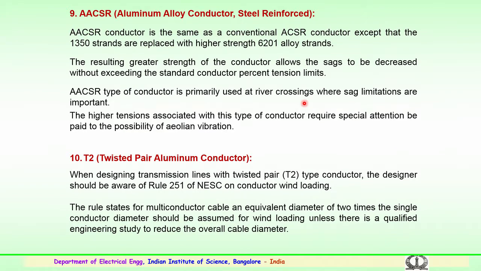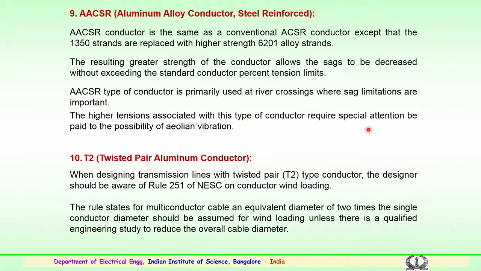So, this type of conductor is primarily used at river crossings where sag limitations are very important. So, there the higher quality of alloy steel is employed to meet the important limitations on the sag. The higher tension associated with this type of conductor requires special attention to be paid to possible aeolian vibrations. The 10th and the final type of conductor which is in existence is a T2, that is a twisted pair aluminum conductor.